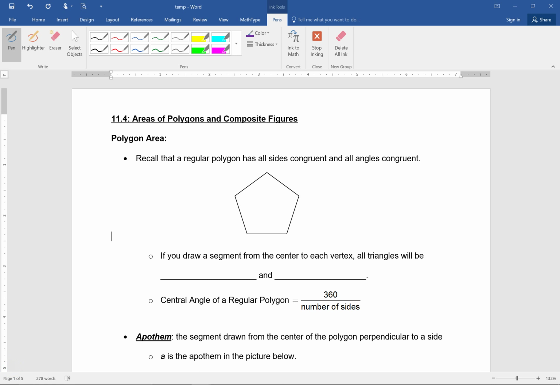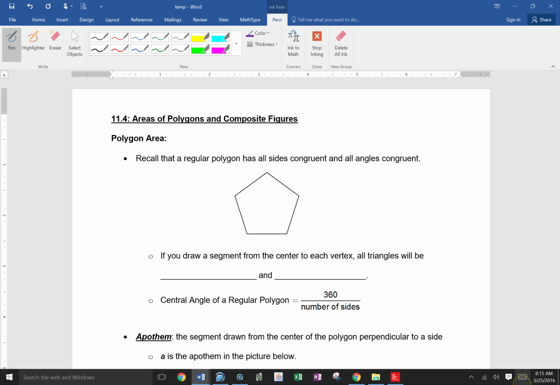All right, so in this section, we're going to try to find areas of other types of polygons. We've talked about areas of parallelograms and like rhombi and kites. We've talked about triangles. We've talked about circles, even though a circle isn't a polygon. Today we're talking about other types of polygons, okay?